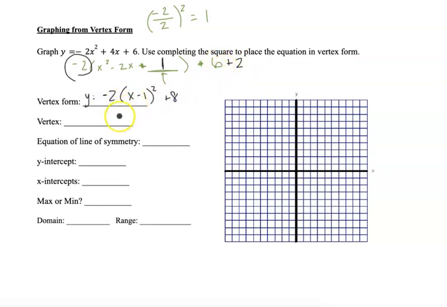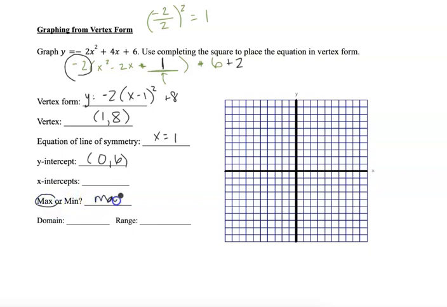Now, why did we do that? Well, the vertex form is now apparent because we have x minus 1, so the x value of the vertex is 1. We have a +8, so the y value of the vertex is 8. The equation of the line of symmetry is just x equal to 1 here. For the y-intercept, I like my standard form to give me the y-intercept, which is the point (0, 6). I'm going to skip my x-intercepts for a moment. I'm going to comment that I have a max here.